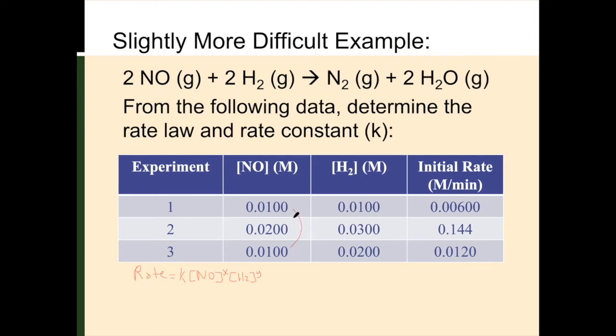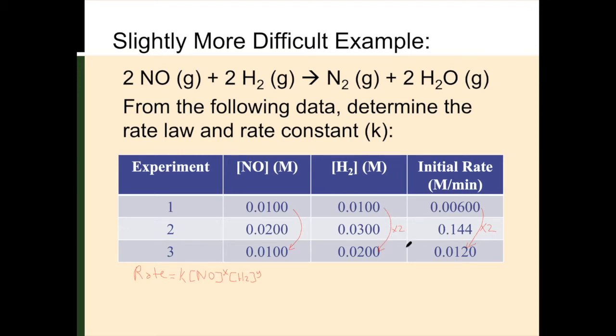Notice that the concentration of NO stays the same, but the concentration of H2 has gone up. It's been doubled, right? So this concentration stayed the same, this concentration was doubled. And so now look at the effect of that on the initial rate of the reaction. It was 0.006, now it's 0.012. So that also went up by a factor of 2, it doubled. So if I held that constant, this change in rate must be due to the change in concentration of the H2.